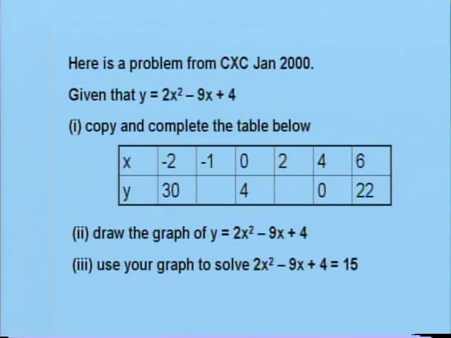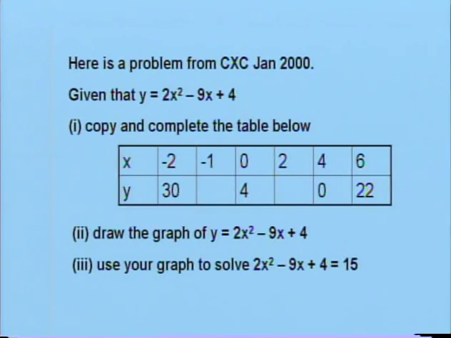Here's a problem from CXC January 2000. Given that y is equal to 2x squared minus 9x plus 4, copy and complete the table below. You are given x values -2, -1, 0, 2, 4, 6, and some of the y values are calculated. For -2, you are given that y is 30. For x equals 0, you are given y is equal to 4. For x equals 4, you are given y equals 0. For x equal to 6, you are given y is equal to 22.